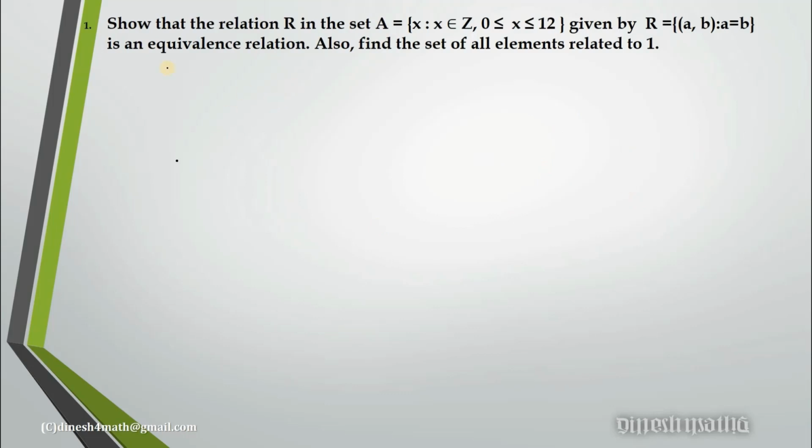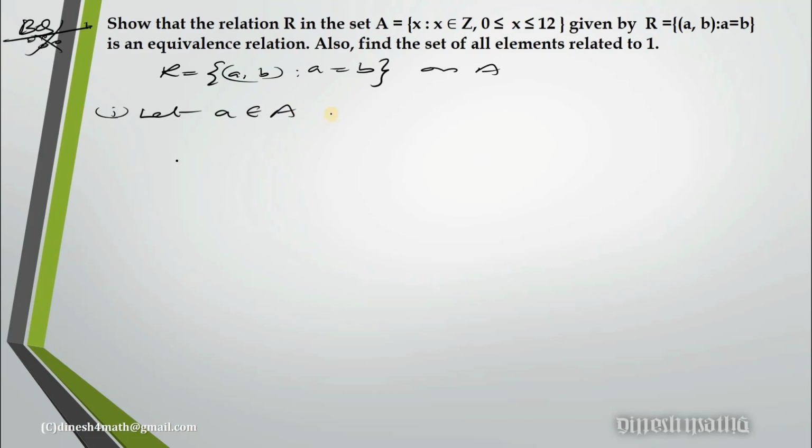Okay, now see, we have another relation R on the set A, where A is the set of x belongs to Z such that 0 is less than or equal to x less than or equal to 12, and R equals (a, b) such that a equals b. This is also a very easy one. So the first thing, let a be an element of A. Now clearly, a will be equal to a for every a in the given set. So a is related to a, therefore R is reflexive.